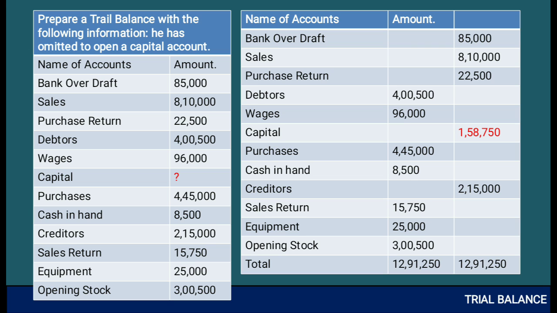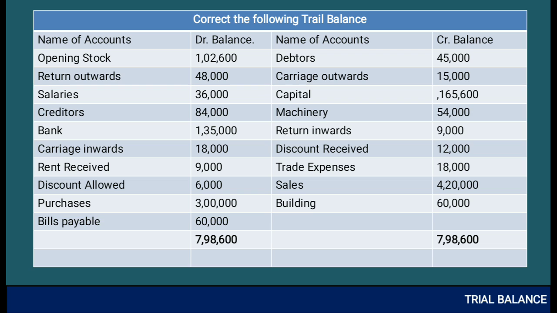Then after that, the next question we have is a trial balance in which the debit balance and the credit balance are both given, but it was prepared by an untrained accountant.